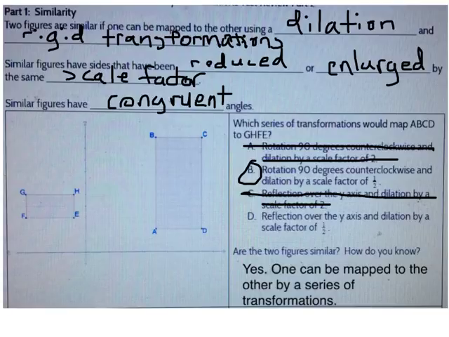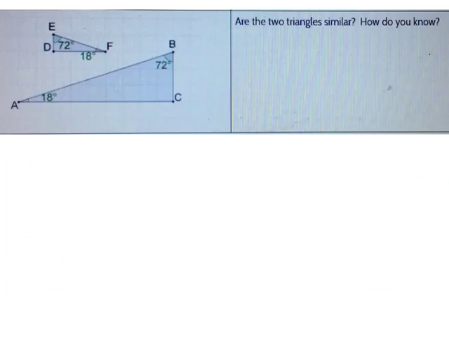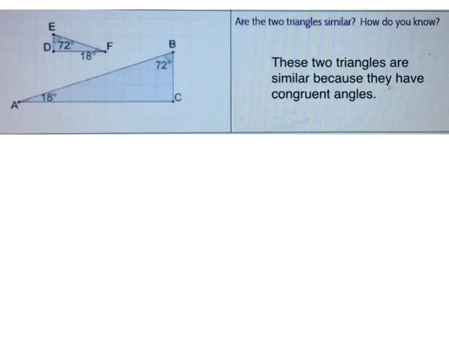Are the two figures similar? Yes. These two figures are similar because one can be mapped to the other by a series of transformations. Are these two triangles similar? How do you know? Go ahead and answer this question now. Yes, these two triangles are similar because they have congruent angles. Remember, in similar figures, all angles are congruent.